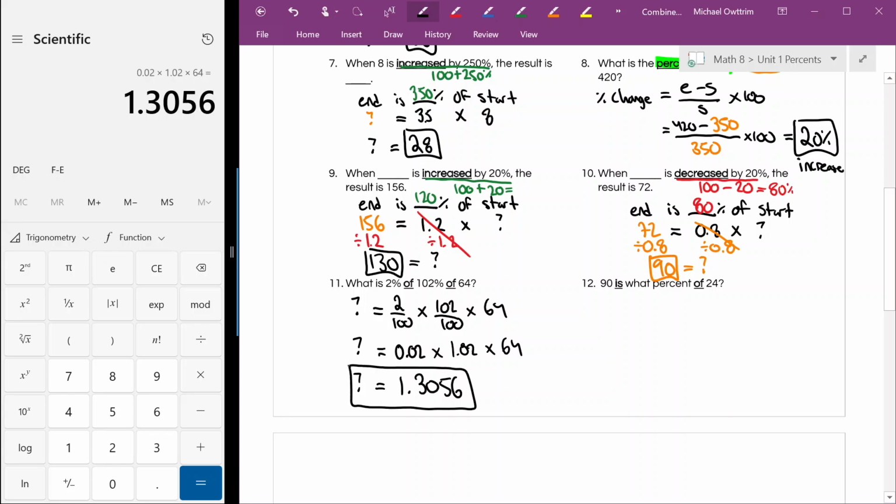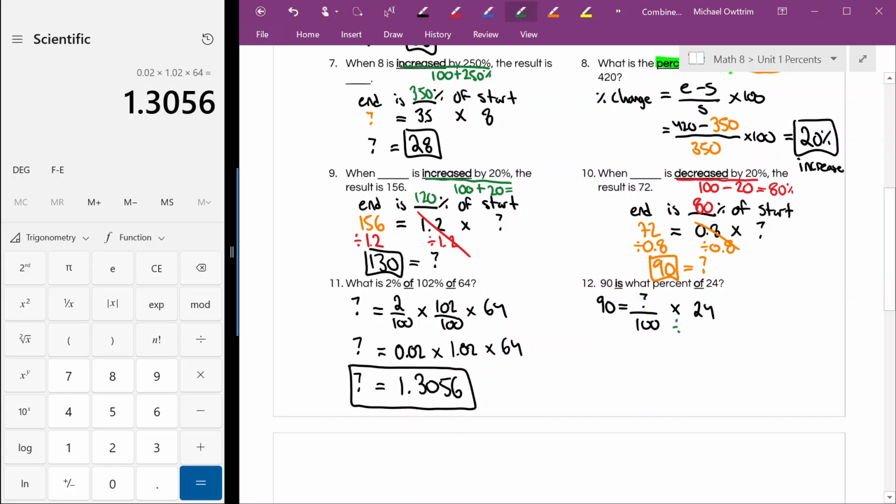In question 12, again, we have no talk of increase, decrease, change, final price, anything here. So we're just going to go ahead and translate this into an equation. 90 is just 90, is translates to equals. What is our question mark? Percent translates to out of 100, of means multiply, and 24 is just 24. Now again, our question mark here is not by itself to the right of the equal sign. There's two other things there with it: division by 100 and multiplication by 24.